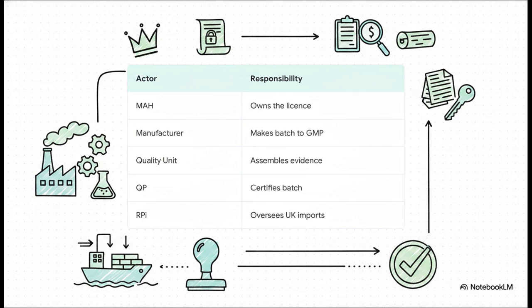The quality unit runs the day-to-day systems and assembles all the evidence. Then the QP, named on the MIA, reviews that evidence and performs the personal active certification. And lastly, the RPI oversees certain imports into Great Britain, but again, they perform zero certification themselves. Those firm boundaries between roles are what protect the integrity of the final decision.